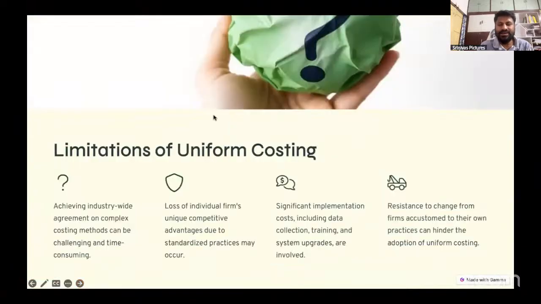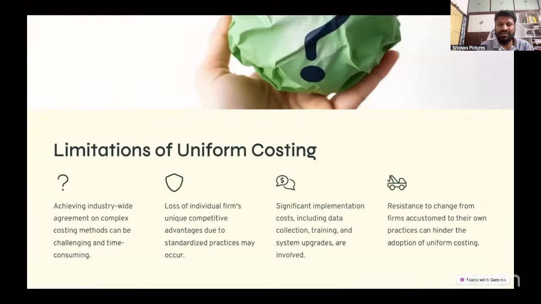What are the limitations of uniform costing? Achieving industry-wide agreement on complex costing methods can be challenging and time-consuming. The entire industry may not reach agreement on costing methods, so everyone will individually and separately follow their own.